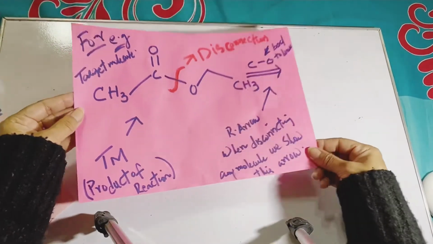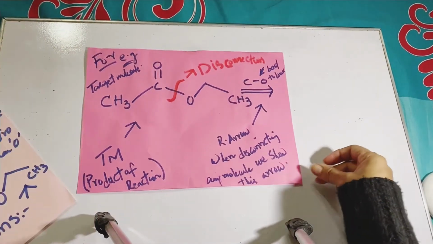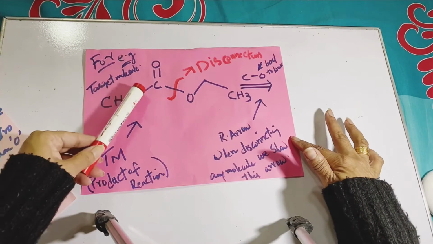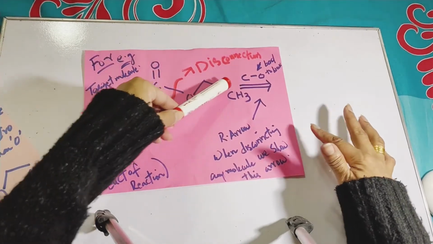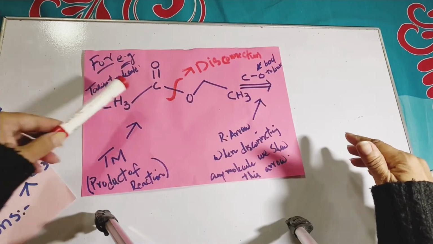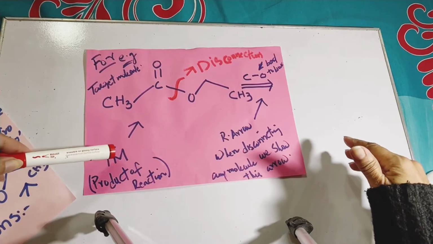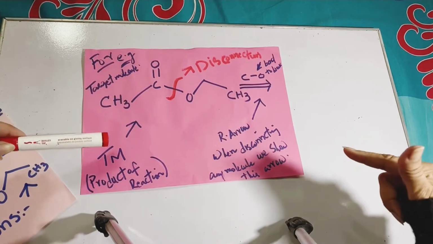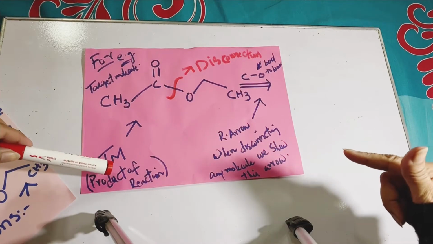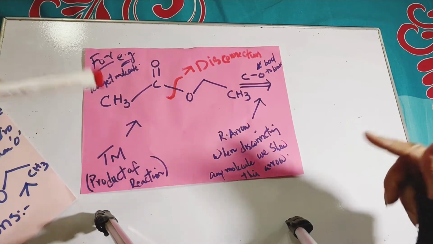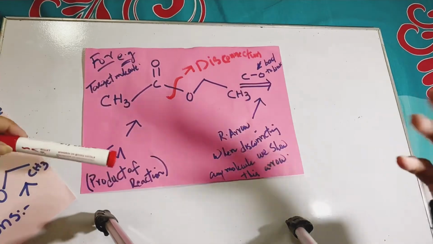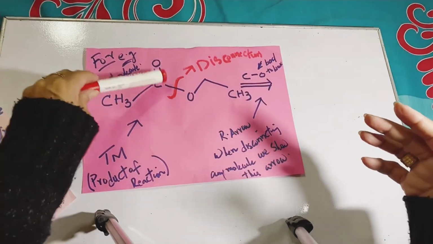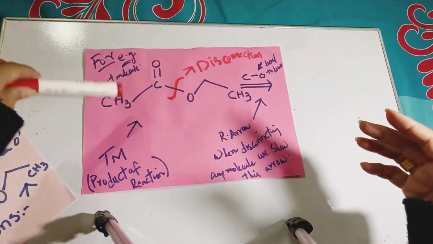For example, now here I would like to give you an example. If this is a molecule, for example, this is a target molecule. It's an ester, it's a target molecule. I've written here also Tm, that is a target molecule. What is the target molecule which you get? That is the product of the reaction. When the reaction progresses and you get a product, that is called a target molecule. So this is supposed to be a target molecule, an ester.